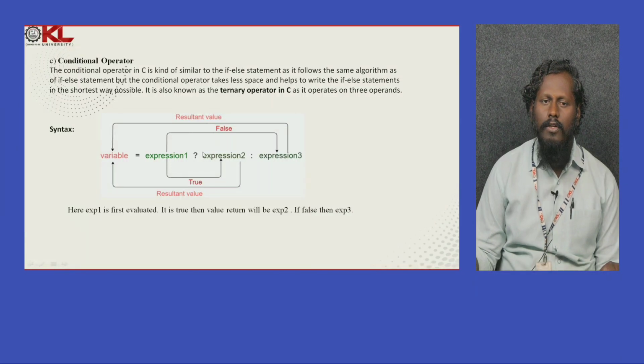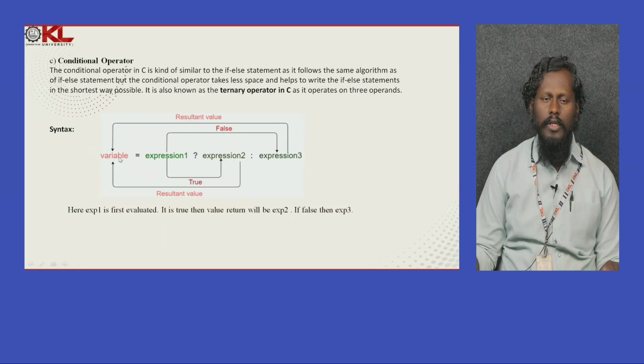Whatever values, statements or variables you give in expression 2 will be returned to the resultant variable. Suppose expression 1 is false, meaning the condition is not met. Then the control is transferred to the part after the colon, that is expression 3, and whatever answer is given there is returned back to the resultant variable.